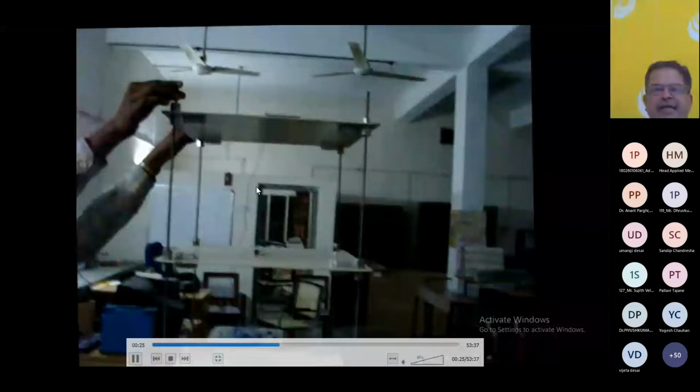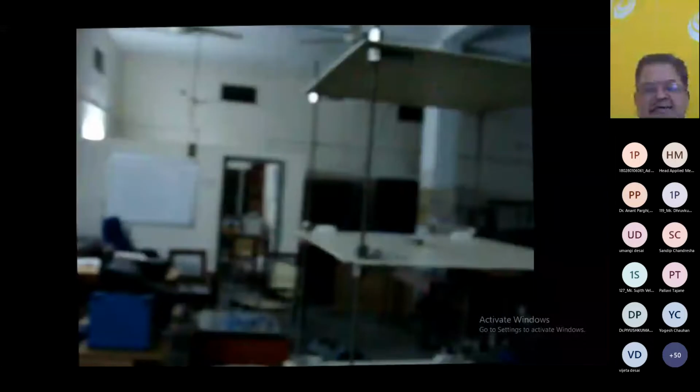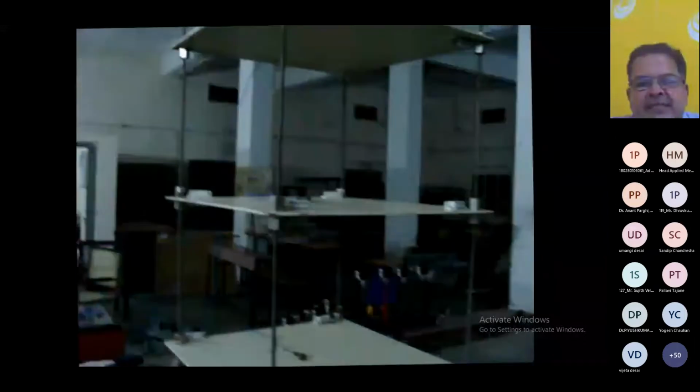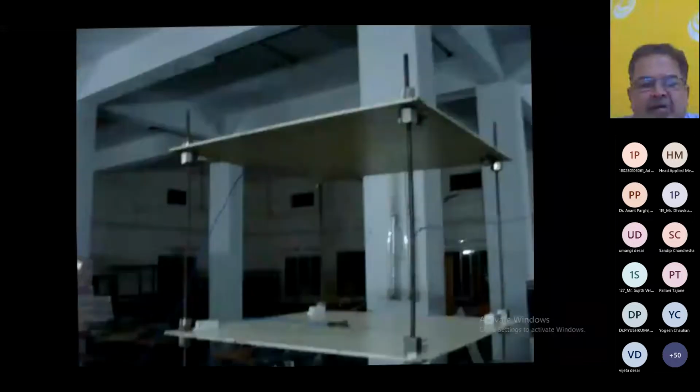You see here only an initial displacement is given, right? And he is releasing it. Now the structure is vibrating, and you can see the sensors are placed, and the sensors are recording the motion of this model.